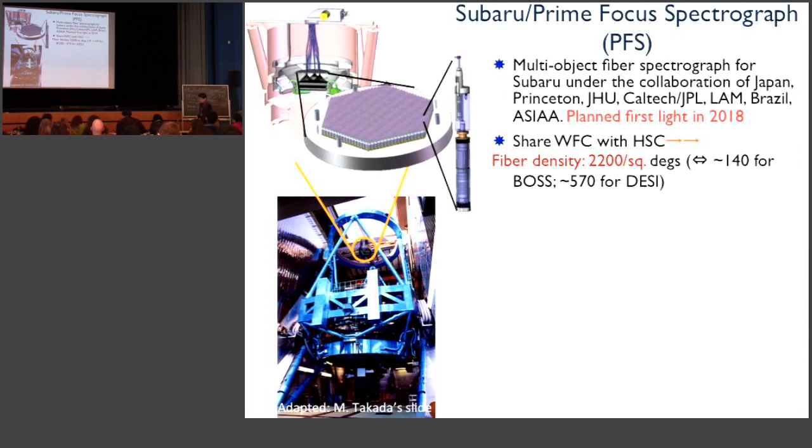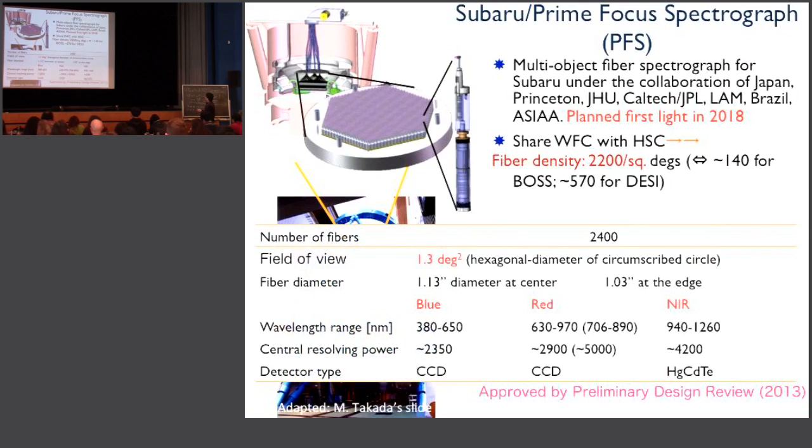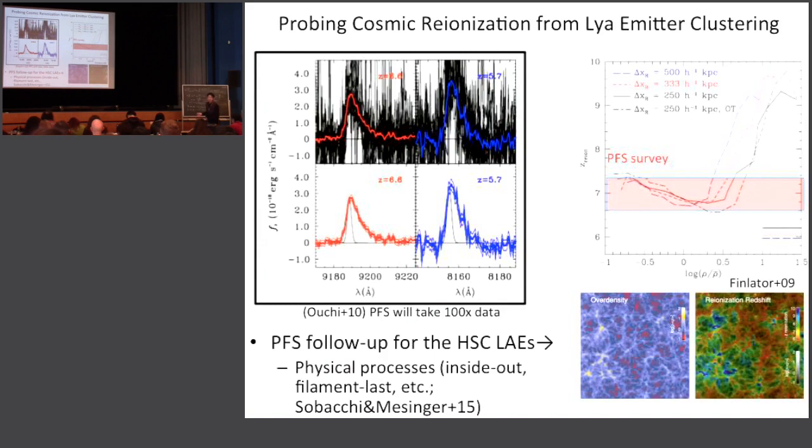But we are also expecting the spectrograph, which is the counterpart of Subaru HSC, named the Prime Focus Spectrograph, PFS. The PFS is mounted on the prime focus of Subaru, sharing the wide field camera corrector with HSC, so keeping the 1 square degree field of view, but having 2,000 fibers covering the one square degree field. And this PFS has three arms of the spectrograph: blue, red, and near infrared, covering 0.38 micron to 1.26 micron. So with this, you can carry out intensive, complete follow-up spectroscopic observations of the Lyman-alpha emitters identified by the narrowband imaging of HSC.